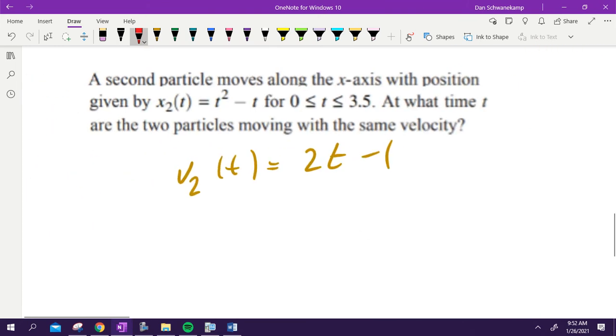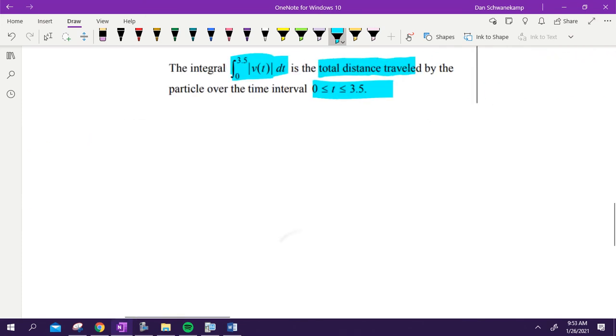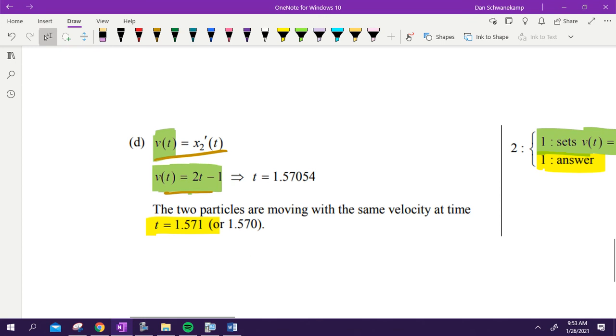The last one. Okay, a second particle moves along the x-axis given by x sub 2 of t. I don't like that they do this, but it's just what they're calling the second position equation. We want to know when the two particles have the same velocity. If I want to know when they have the same velocity, I better talk about velocity. They gave me the initial velocity. I quickly found the second equation's velocity because I just took the derivative. So I scored 1 point.